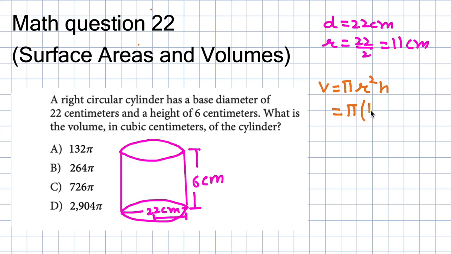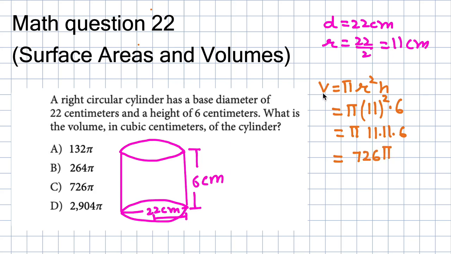Now r is 11. So that is 11 squared, and height is h. So that means we have to multiply 11 with 11 and then with 6. And if you multiply all of these, that will be 726 pi.